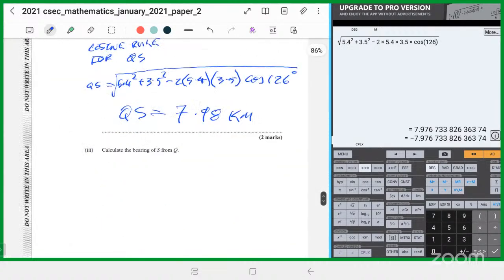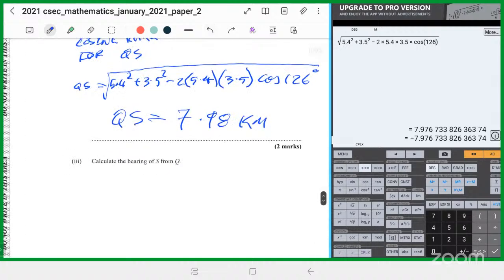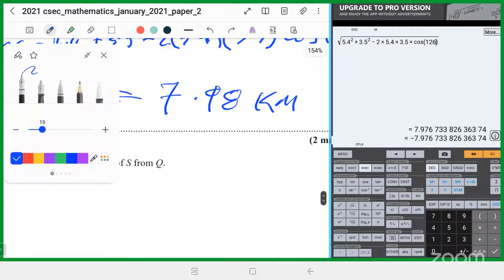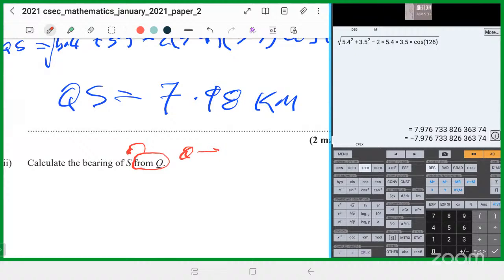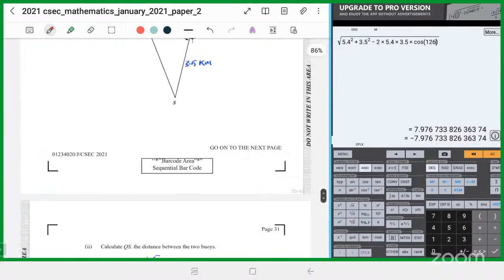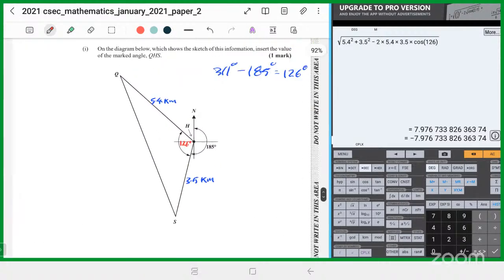Then I want the bearing of S from Q. So it is from Q to S. Let's put that in the diagram and see what angle it is and then do it. Just Q down to S. I want the bearing up here.